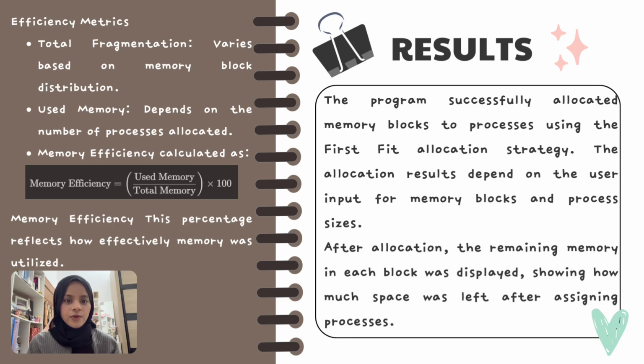To evaluate performance, we analyzed key efficiency metrics. Total fragmentation varied depending on how memory was distributed among blocks, while used memory depended on the number of processes successfully allocated. Finally, memory efficiency was calculated using the formula, which is used memory divided by total memory times 100. This percentage reflects how effectively the system utilized its available memory.